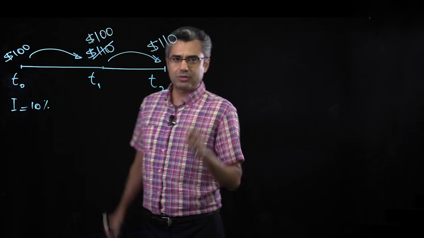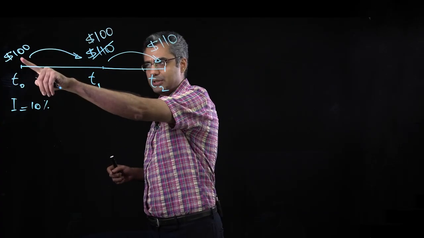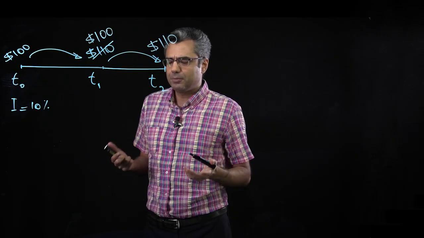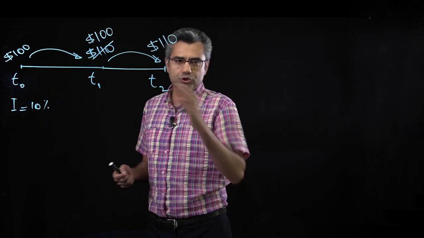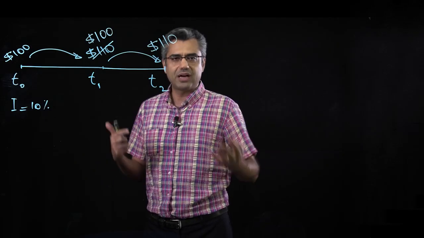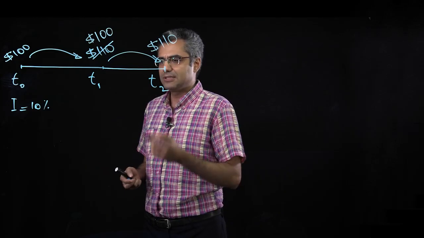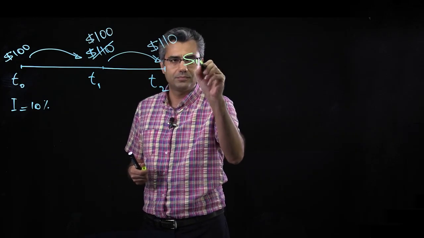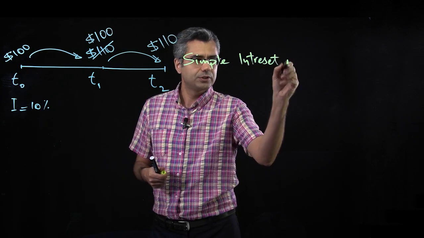So simple interest rate means you will receive interest only on the principal, only on the $100 initial investment. So every year you will receive $10. So after 3 years, the total interest you will have is $30. In 5 years, $50. In 10 years, $100, right? So this is called simple interest rate.